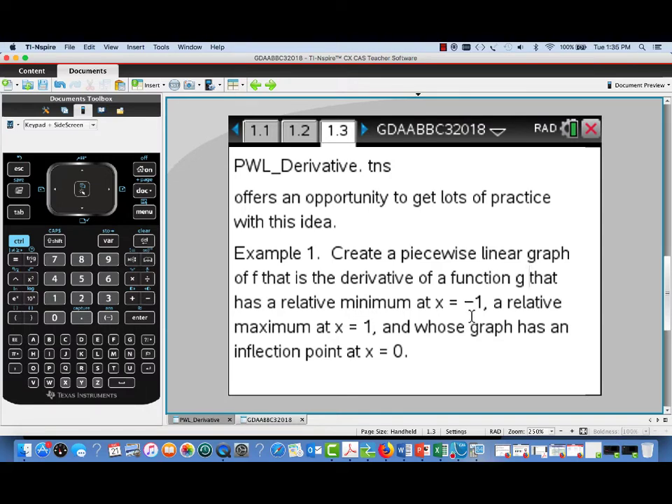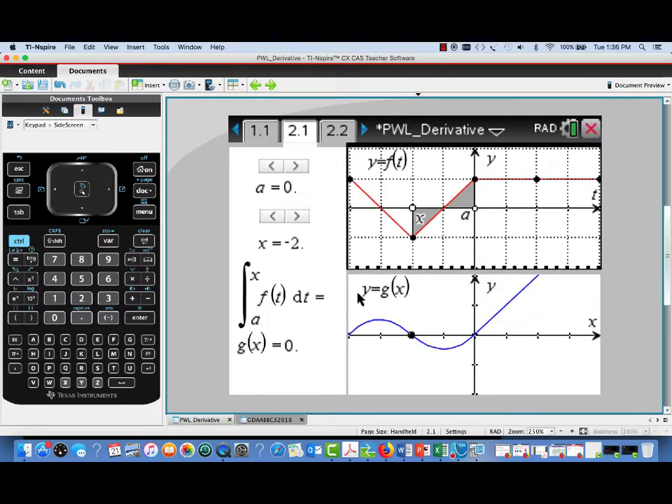We want to create a piecewise linear graph of f so that our function g has a relative minimum at -1, a relative max at +1, and an inflection point at 0. Now, the graph we left off with already had a relative minimum at x = -1, so that's nice. I'm just going to drag this point down so we don't have an extra maximum over there at x = -3. Now I still need to get a relative maximum over at +1.